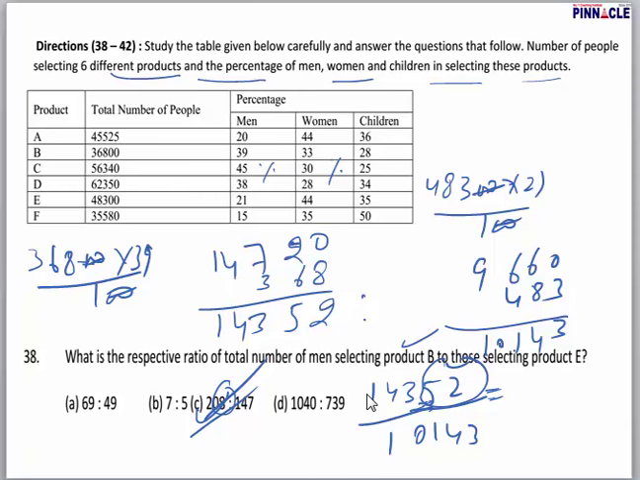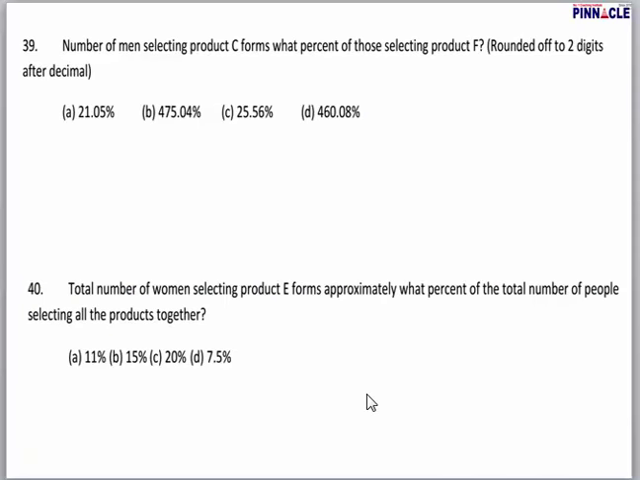Now the next question is question number 39. Number of men selecting product C forms what percentage of those selecting product F? Now the answer options are close, but not as close, so it means you can find the answer. Otherwise, if it had been closer, you could have skipped this question, because there is no need to take such a risk or waste time.